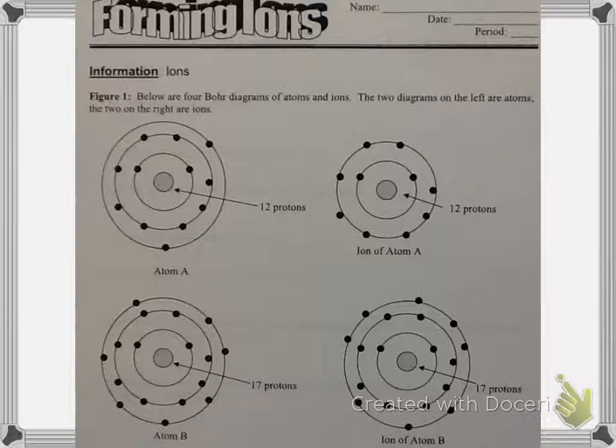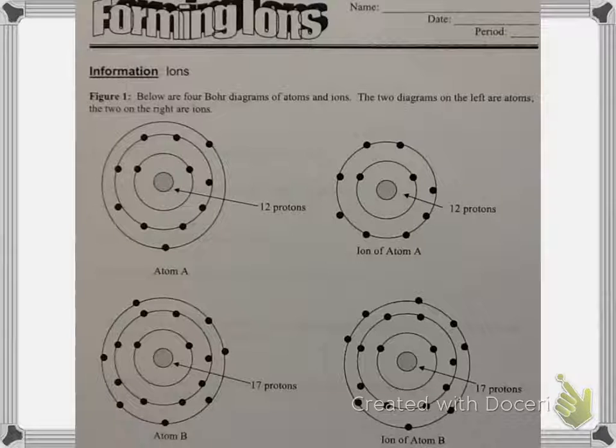Forming ions, Figure 1. Below are 4 Bohr diagrams of atoms and ions. The 2 diagrams on the left are atoms. The 2 on the right are ions. And it's going to be important that you look carefully at these.